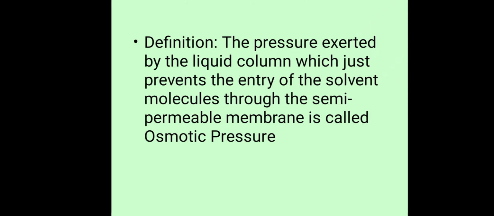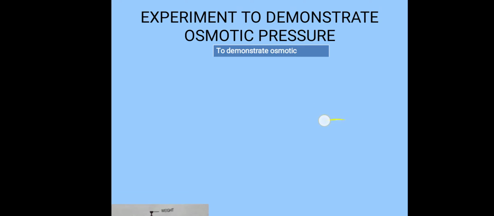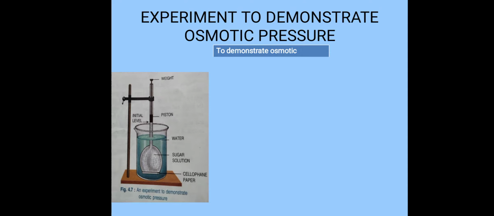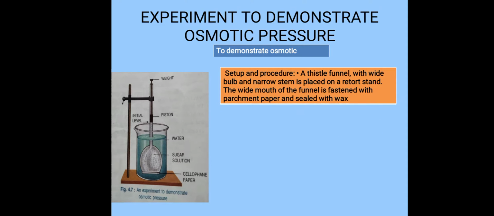The pressure exerted by the liquid column, which just prevents the entry of the solvent molecules through the semi-permeable membrane, is called osmotic pressure. Let us understand an experiment to demonstrate osmotic pressure. Let us set up the procedure.